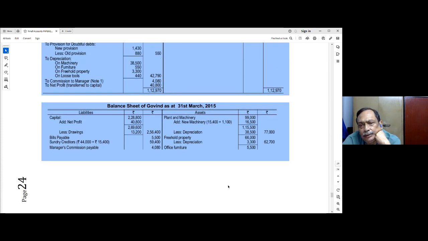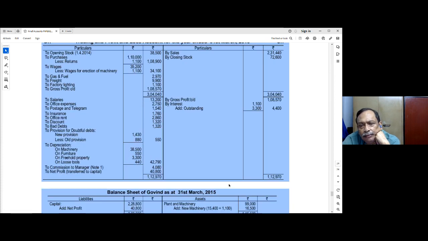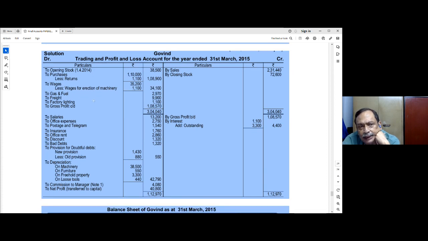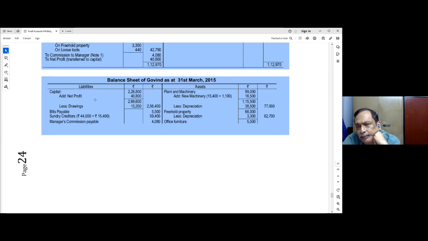Now, balance sheet we are going to do as usual. That is plant and machinery. We are considering additions of the new machinery, including the wages that we have deducted from the wages as wages for reduction of machinery. So total comes to 15,400 plus 1,100, that is 16,500. So total including opening balance and addition, it is 1,15,500 less depreciation.